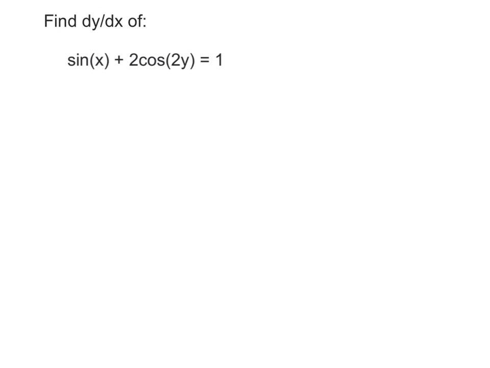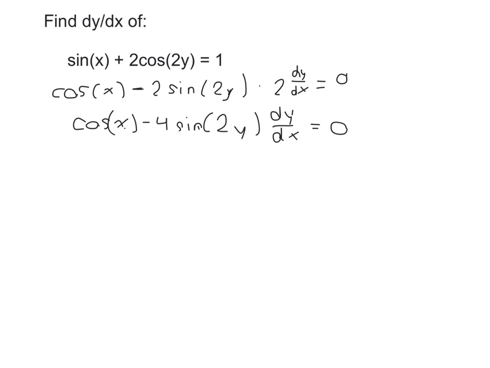Let's try one last practice problem dealing with trig functions. Try it out and see how you do. Just like the last problem, start out by differentiating the equation. The derivative of sine is cos. And always remember to use the chain rule whenever you see a function inside of a function. You can multiply the 2's from negative 2 sine 2y and 2 dx to leave you with cos x minus 4 sine 2y dy dx equal to 0.